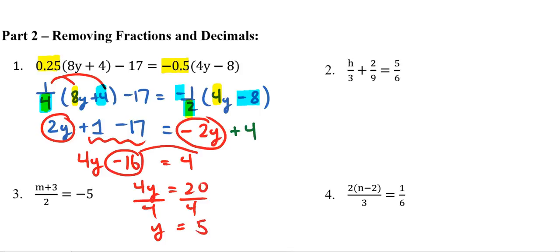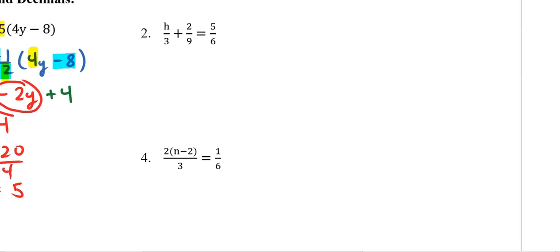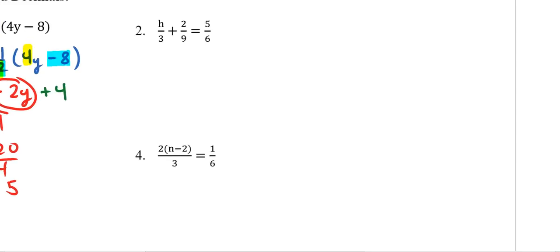Okay. All right, let's move on to question number 2 here. H over 3 plus 2 over 9 equals 5 over 6. Okay, there's a few ways you can do a question like this.